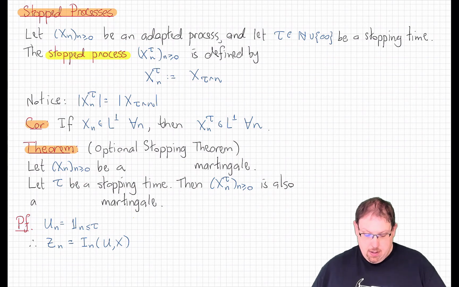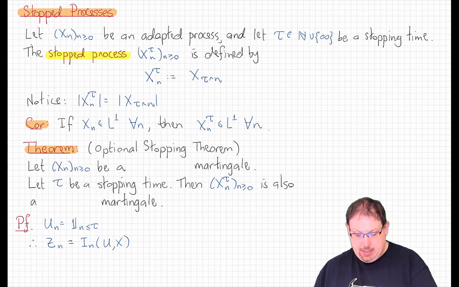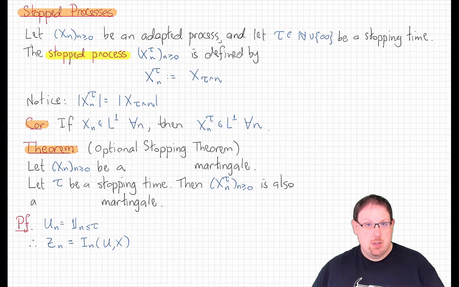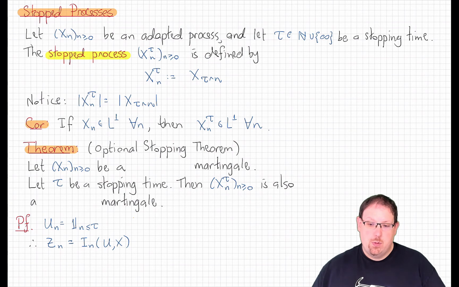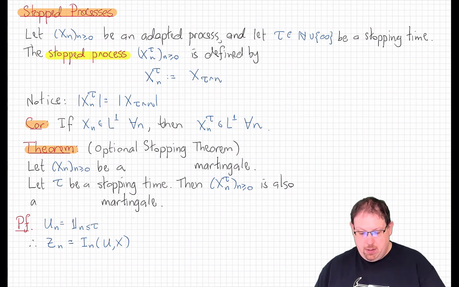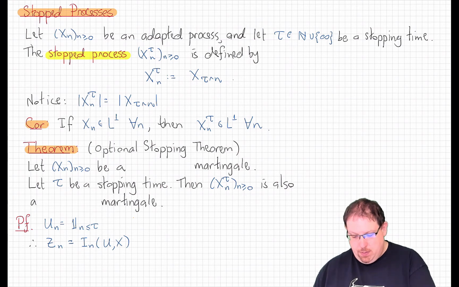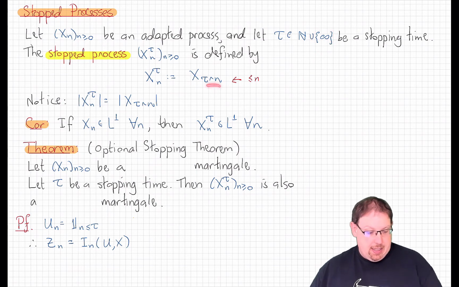adapted to, then we can define the stopped process, x tau n, which is still a process evolving in time, like this. X tau at time n is x at tau min n. That is, we let the process evolve until time tau, and then afterward, it forever stays in the state x tau. Now, this is perfectly well defined because tau min n is less than or equal to n. And so even though tau might take an infinite value, we're never going to see that in this process here.